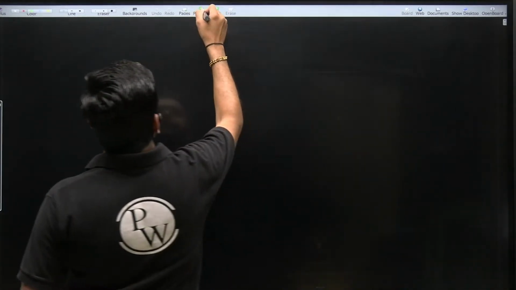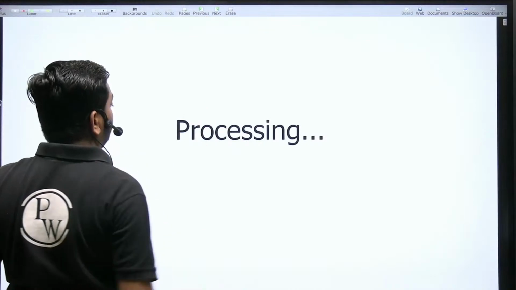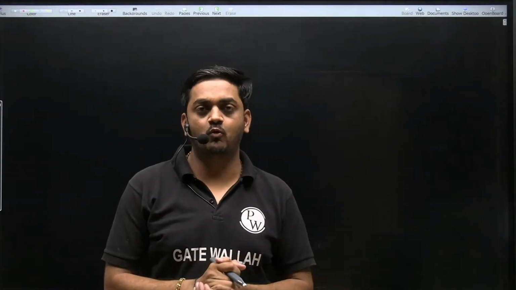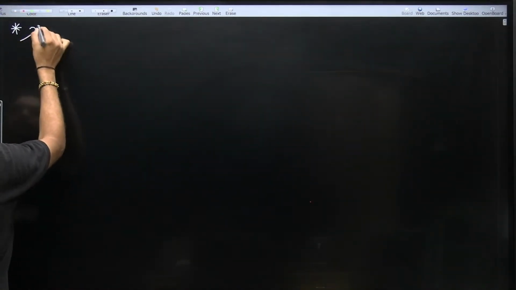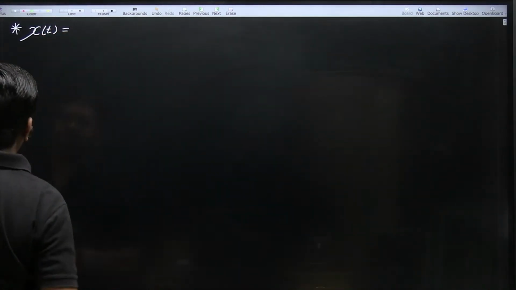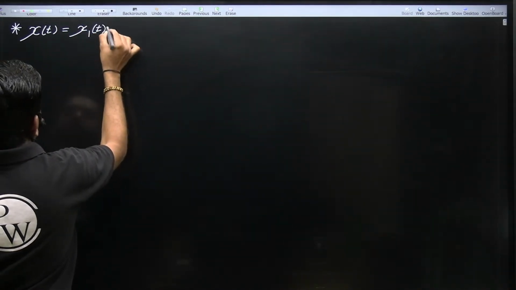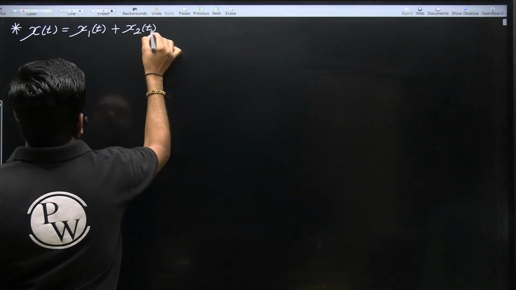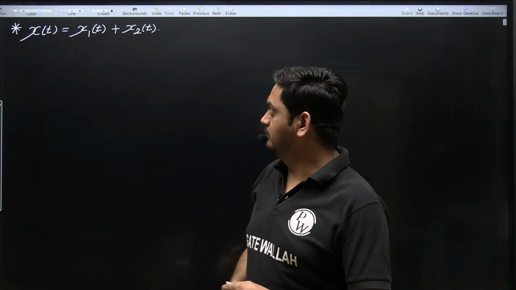Let us continue further. So today, calculation of energy of signals, part 3. Now, suppose x of t signal is a composition of two or more signals. Like suppose x of t is equal to x1 of t plus, it can be minus also, guys, x2 of t. Then what will be the energy of x of t signal?